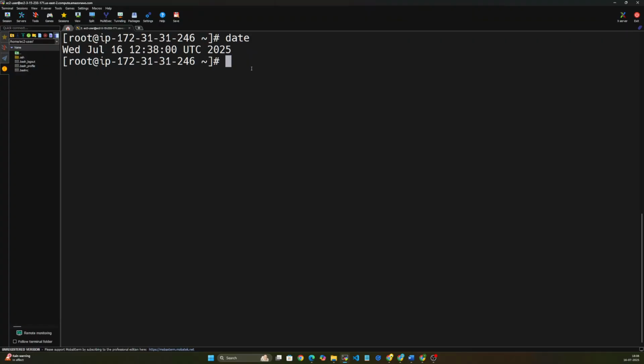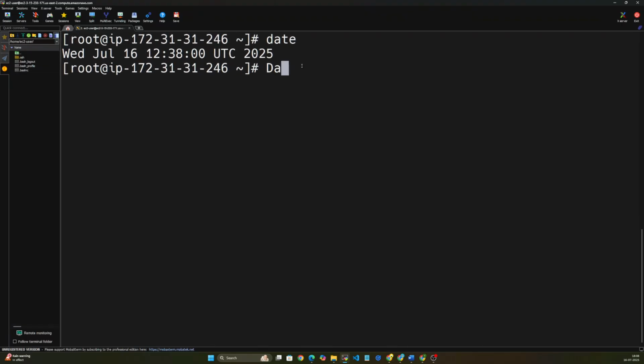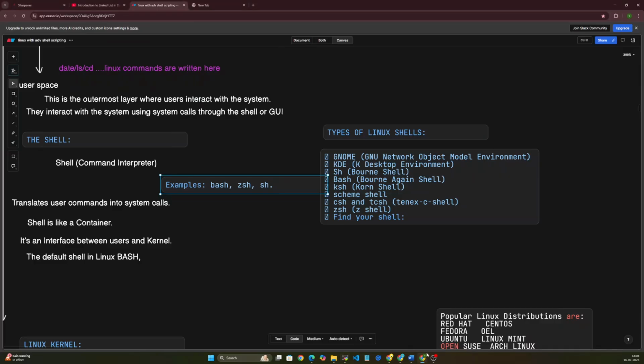Fine. Now, suppose I write the wrong command. Linux commands are case sensitive. So I wrote D capital ATE. Now this is a wrong command. Let me press enter. See, command not found. But here you can see bash. So bash says that I don't have any date related command with me and I don't know what to do. Hence, the command is invalid. Command is not found. So this was about shell.